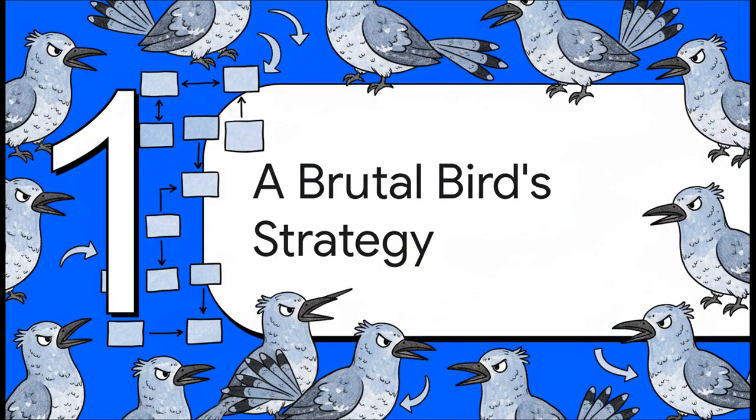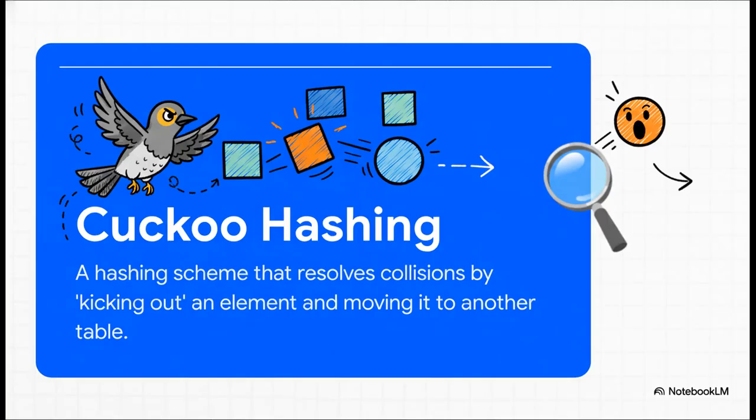All right, so how on earth does a bird's nasty nesting habits translate into code? Let's break it down. The core idea is honestly as simple as it is aggressive. When you want to put something new in a spot that's already taken, you don't politely look for another empty spot nearby. Nope. You just kick the old document out and take its place. Now, the evicted element has to go find a new home for itself.